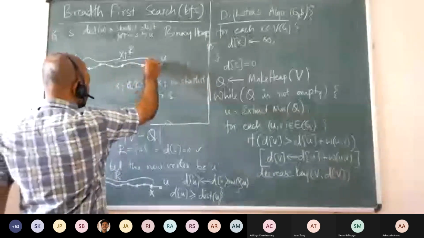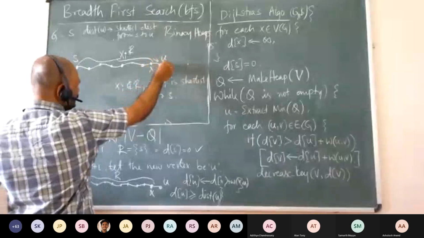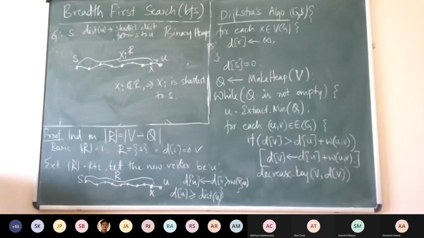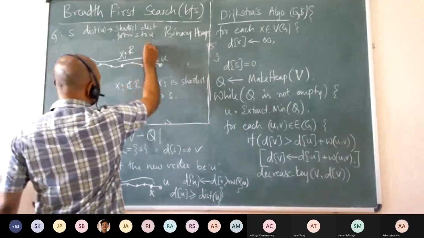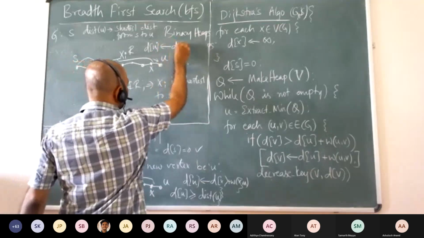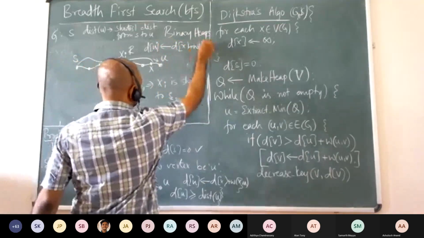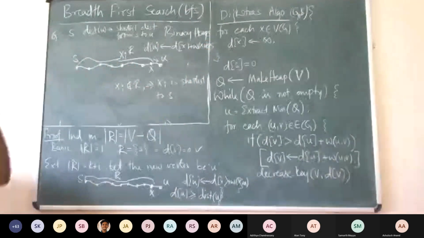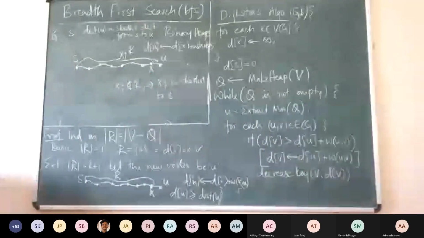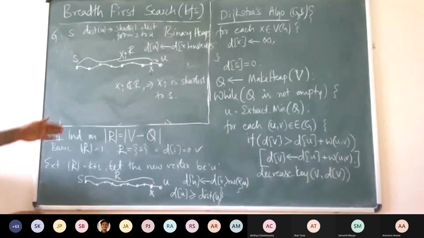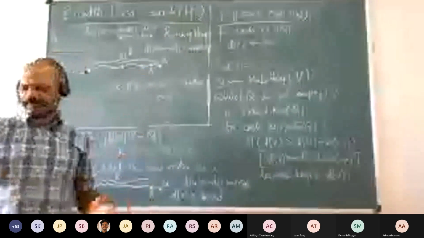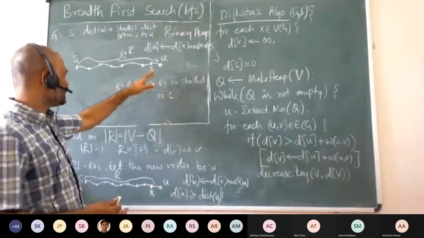Now, when X was set correctly, this edge would have been considered when you decreased the key. When you updated the distance, this edge would have been considered, and the distance to U would definitely be set to d of x plus weight of xu, right? We don't know when x was processed, but x is processed within k steps, less than or equal to k steps. It could be much lesser than k, so it would have been processed in that iteration.